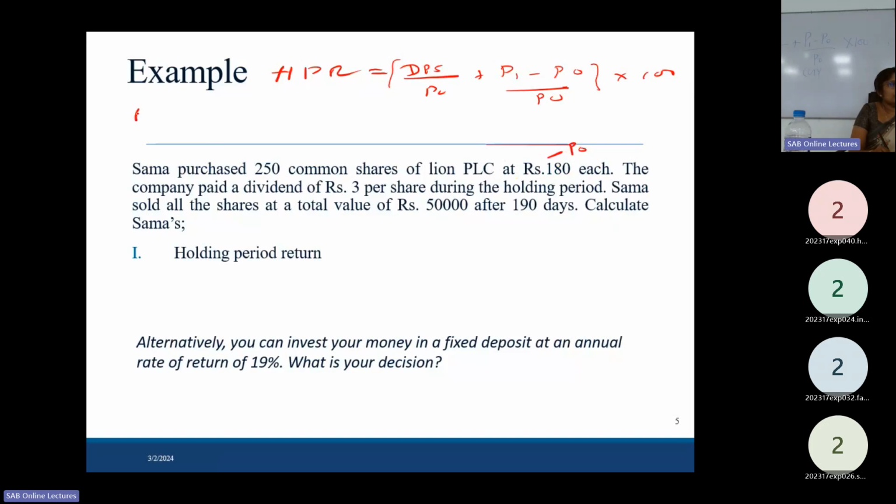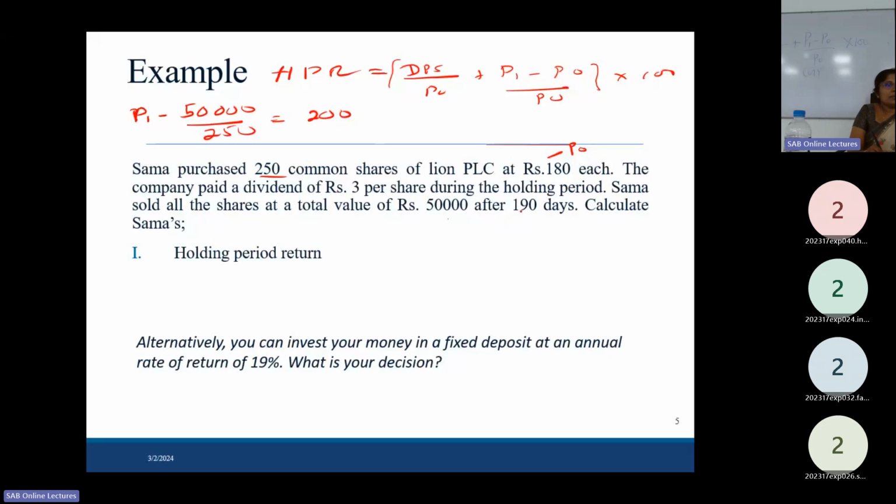P1 is how much? At the end of the holding days, Sama sold all the shares for 50,000 rupees. She bought 250 common shares of this company. So P1 is equal to 50,000 divided by 250. That is the selling price. It is 200, no? It is 200.